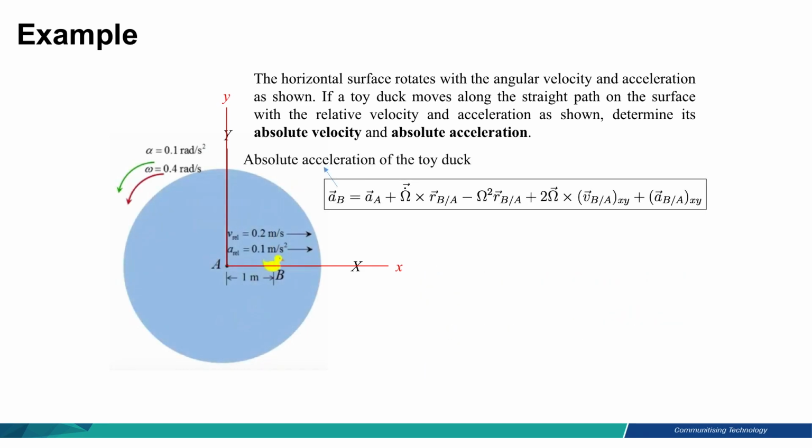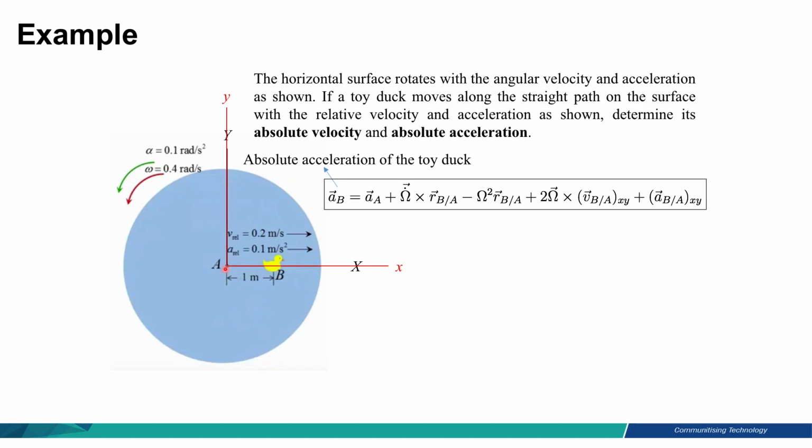Now let's see how we can determine the absolute acceleration of the toy duck. Now a B, according to the equation that we have derived earlier, is equal to a A plus capital omega dot cross r B/A minus omega squared scalar times r B/A plus 2 times omega cross v B/A xy plus a B/A xy. So let's substitute all the values of the variables in the equation.